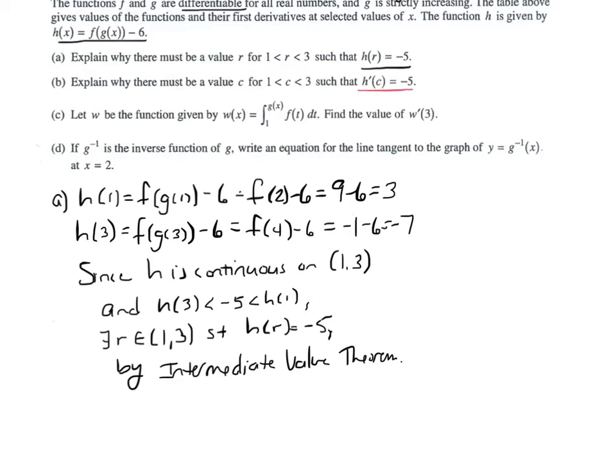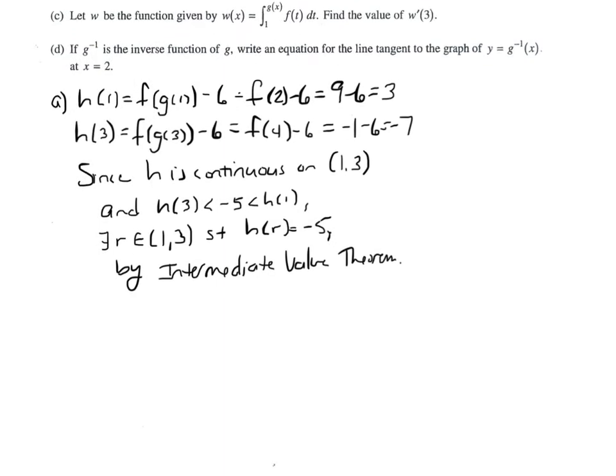And now for part B, we need to explain why there must be a c in the same interval such that h prime of c is equal to negative 5. So they're talking about the derivative. So I think I want to take a look at the secant line. That's h of 3 minus h of 1 over 3 minus 1. Now we already found those values in part A, so this is negative 7 minus 3 over 2. So negative 10 over 2 is negative 5. So here we have the slope of the secant is negative 5. So by the mean value theorem, someplace the derivative should be equal to negative 5.